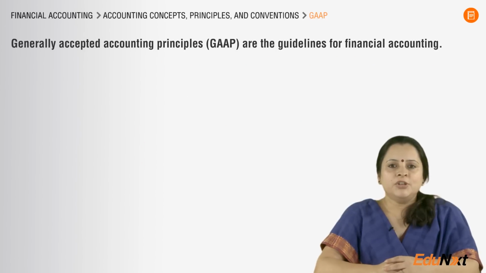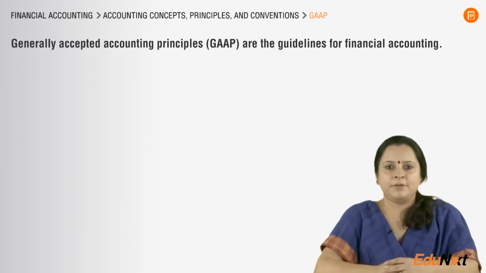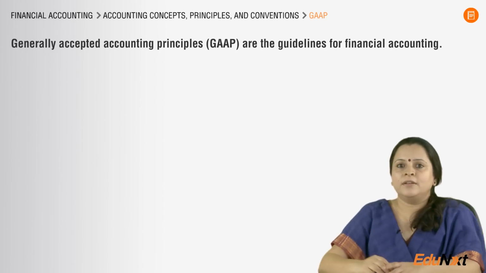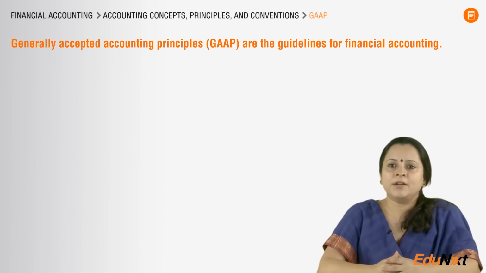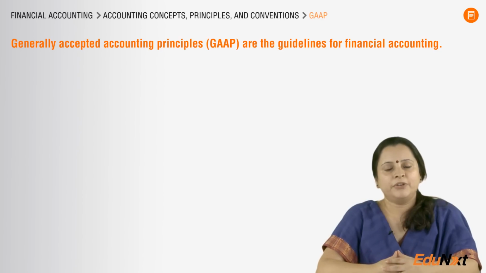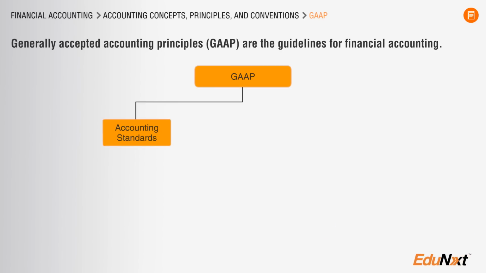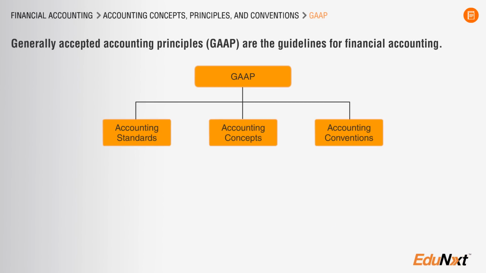So, let us start with generally accepted accounting principles or GAAP. As you can see on your screen, generally accepted accounting principles are the guidelines for financial accounting. They include accounting standards, concepts and conventions that accountants are expected to follow while preparing financial statements.